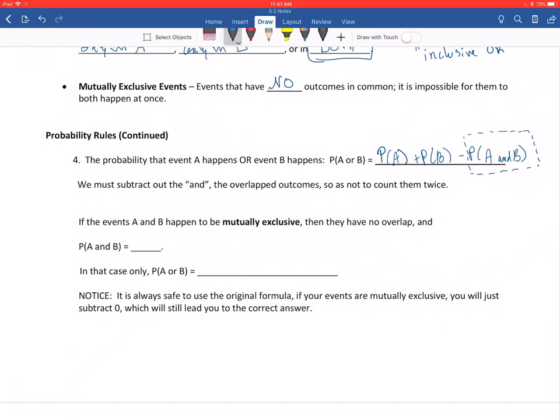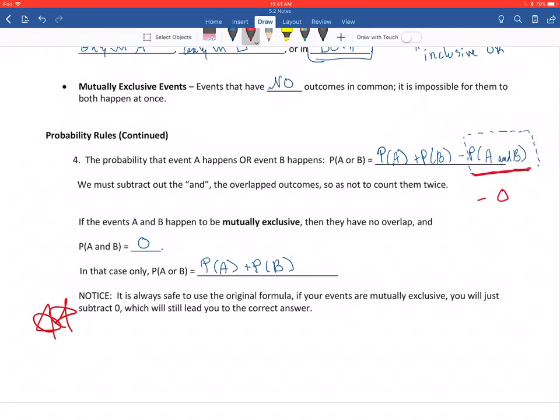If your events happen to be mutually exclusive, if they have no overlap, then the probability of A and B would be 0. If they can't happen at the same time, then the and would be nothing. So in that specific case only, you can simplify the formula to just the addition parts. However, I like to say, to be on the safe side, just use the original formula.